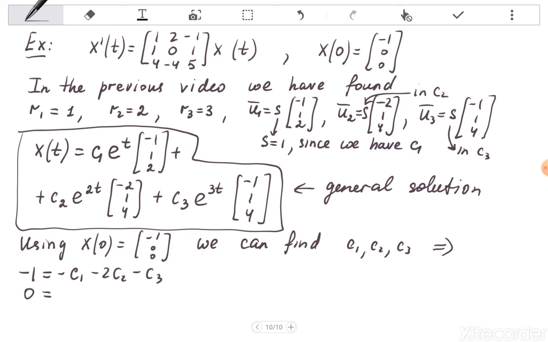The second component will be equal to the second component of this thing, so this is C1 plus C2 plus C3, and the same for the third component. This is 0, 2c1 plus 4c2 plus 4c3. So we have this system where c1, c2, and c3 are unknowns.